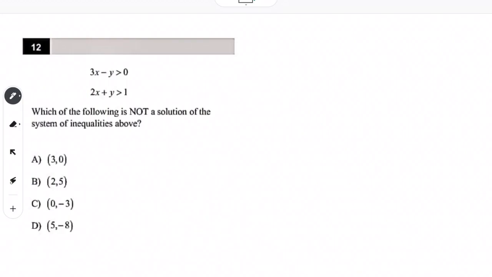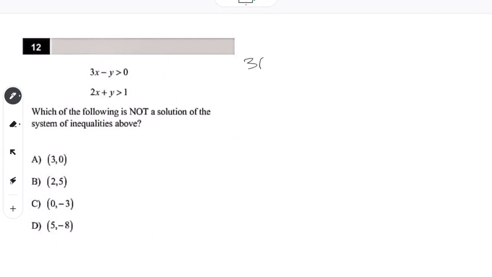To solve this one, we just need to plug in all these coordinates and then solve for one of these solutions. So we know that, for example, A, we can plug in 3 and 0, and see which ones, if it solves these equations or these conditions.